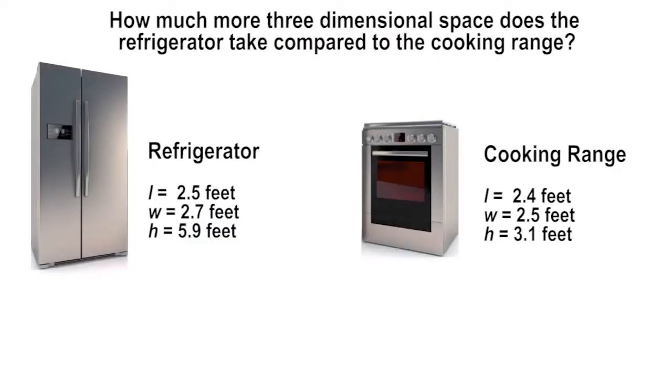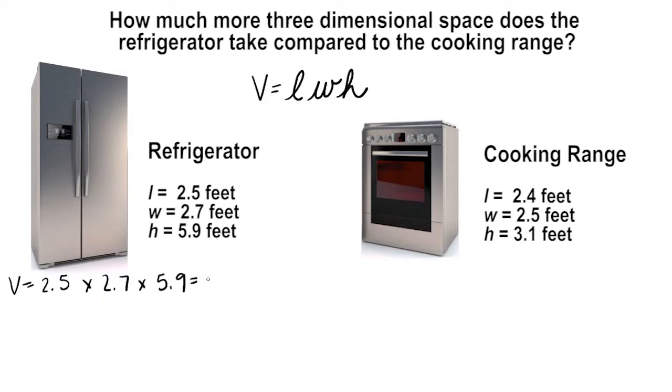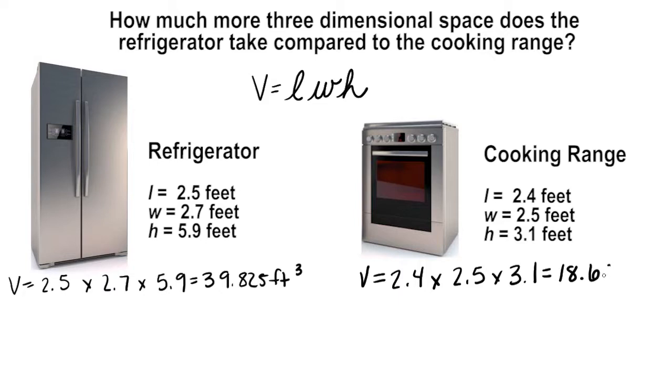How much more three-dimensional space does the refrigerator take compared to the cooking range? Let's begin by calculating the volume of each appliance by using the formula volume equals length times width times height. The refrigerator's volume is 2 5/10 feet times 2 7/10 feet times 5 9/10 feet, for a total of 39 825 thousandths cubic feet. The cooking range's volume is 2 4/10 feet times 2 5/10 feet times 3 1/10 feet, for a total of 18 6/10 cubic feet.